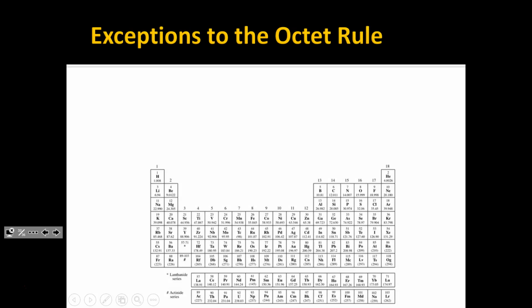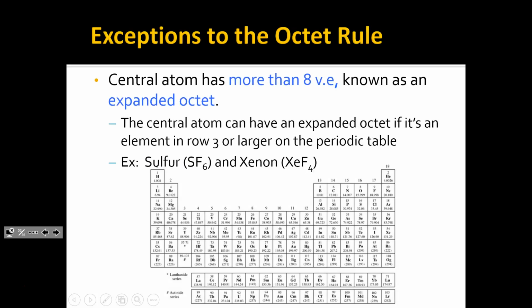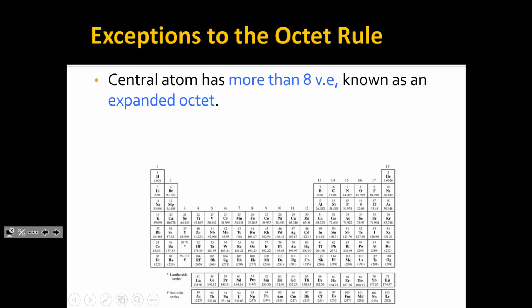The final exception is something that you will come into contact with a lot. And that is, you can have a central atom that actually has more than 8 valence electrons. This is called an expanded octet.